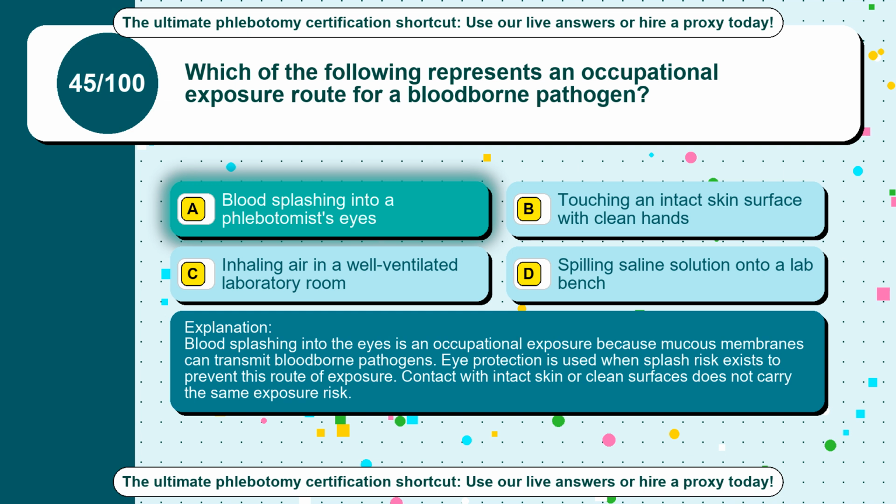Blood splashing into the eyes is an occupational exposure because mucous membranes can transmit blood-borne pathogens. Eye protection is used when splash risk exists to prevent this route of exposure. Contact with intact skin or clean surfaces does not carry the same exposure risk.